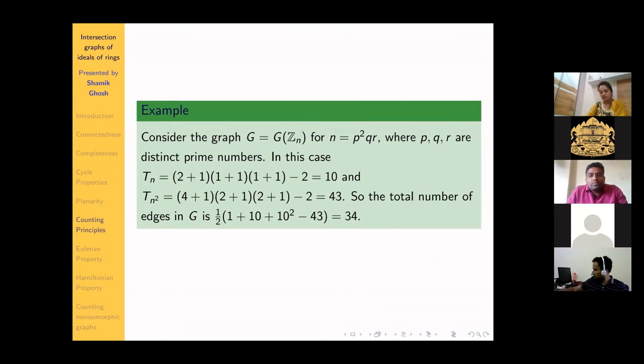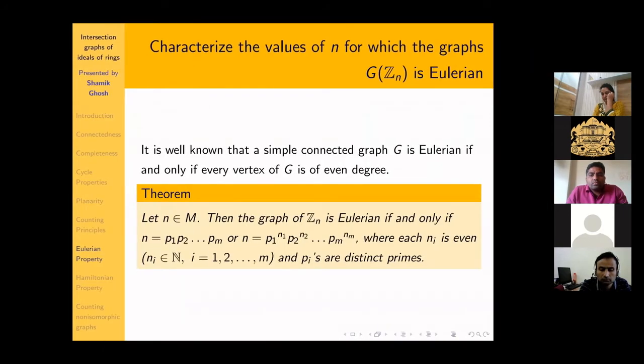So the total number of edges is half of 1 plus 10 square minus 43, and you can compute that it is 34. So there are 34 edges in any graph of P square QR, where P, Q, R are distinct primes. In this way, you can calculate the number of edges in the graph without drawing the graph exactly. Then we want to discuss the Eulerian and Hamiltonian properties.